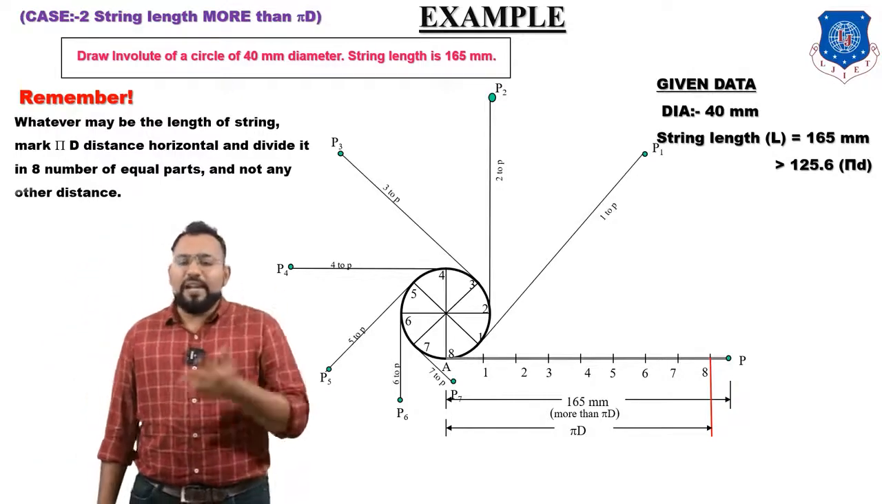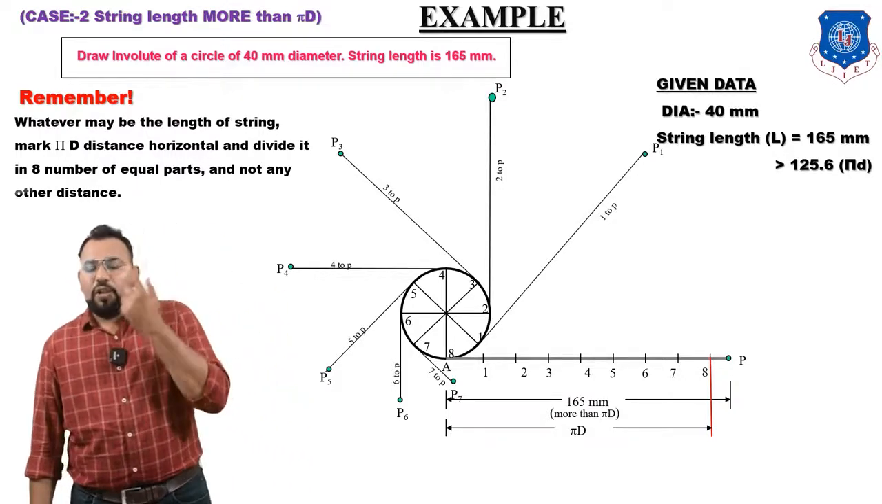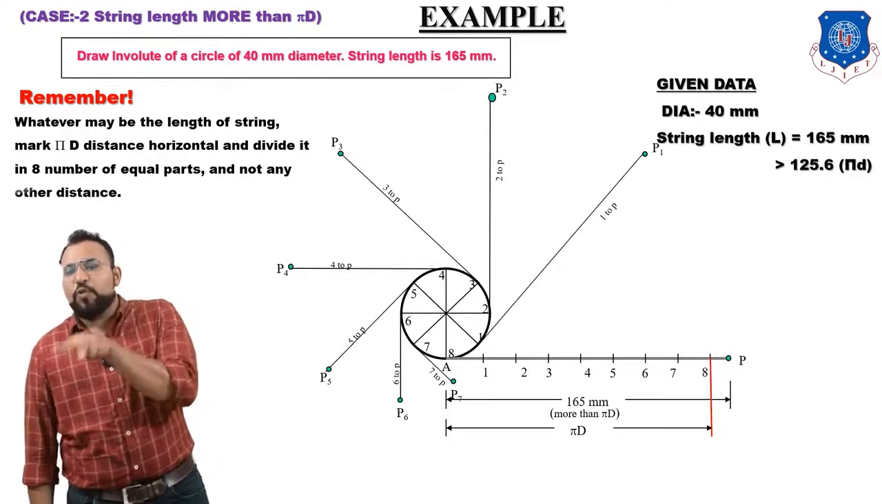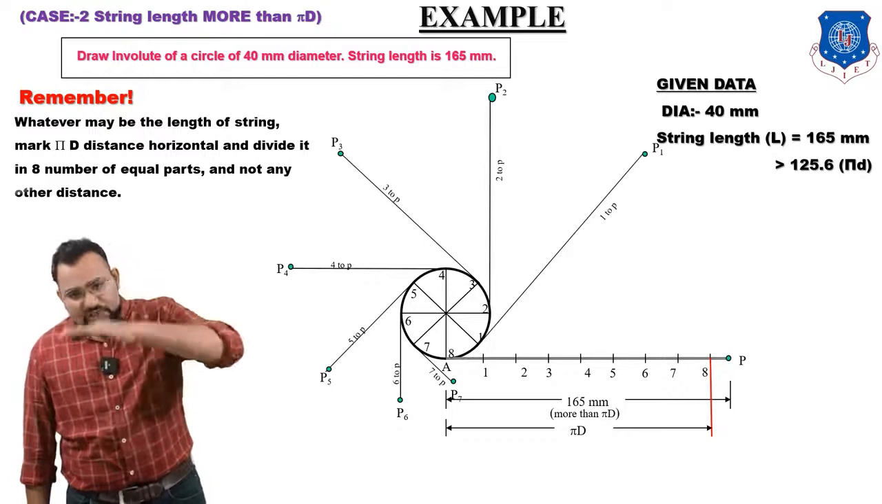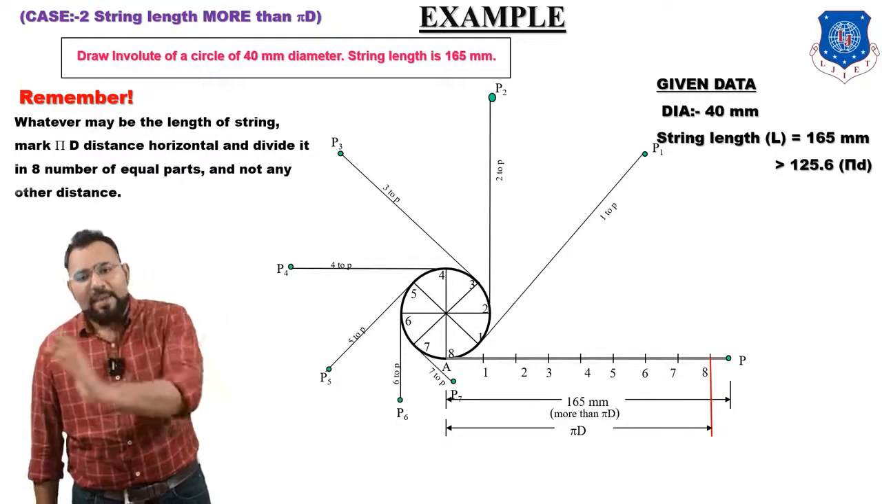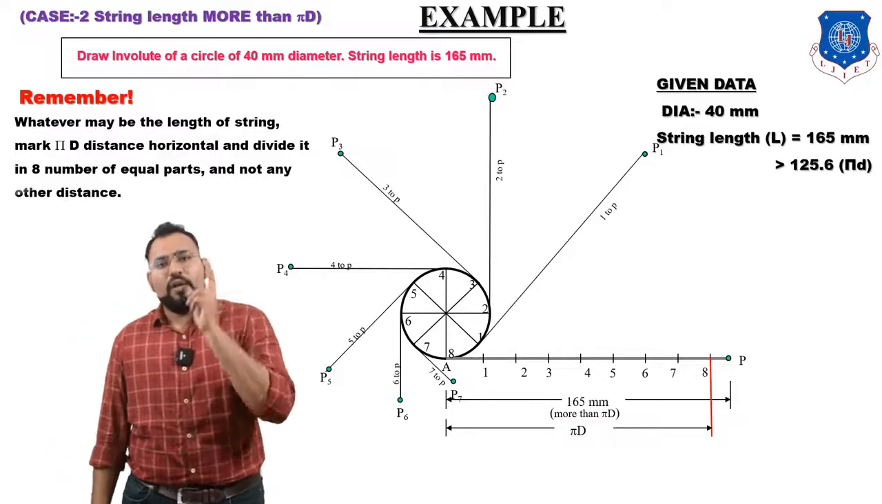Now what about point 8? For 8, what do you have to do? Come on to the string length, take a distance equal to 8 to P. When I say string length, you have to see line AP. So on line AP you have to take a distance equal to 8 to P.